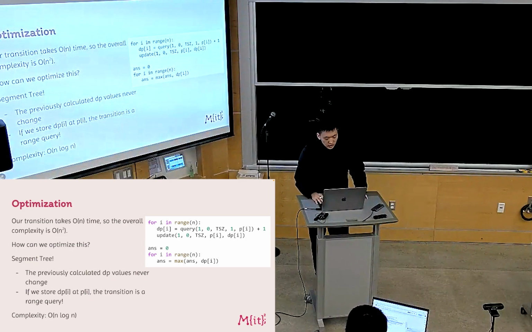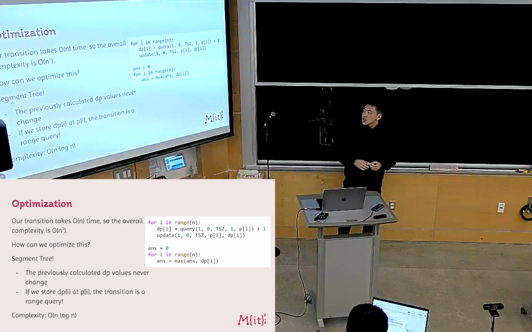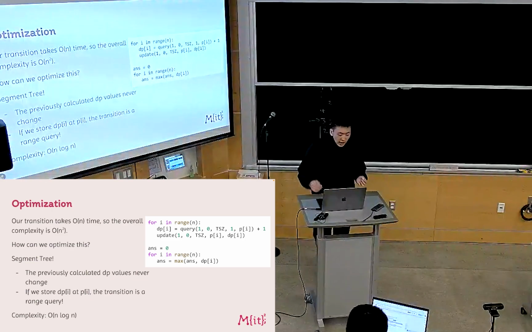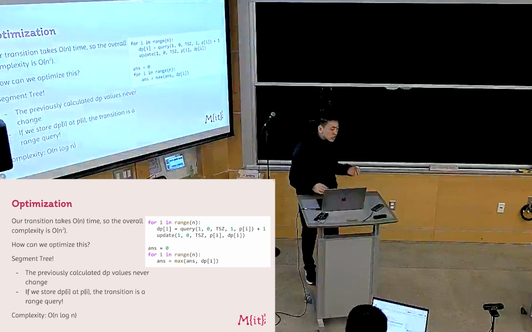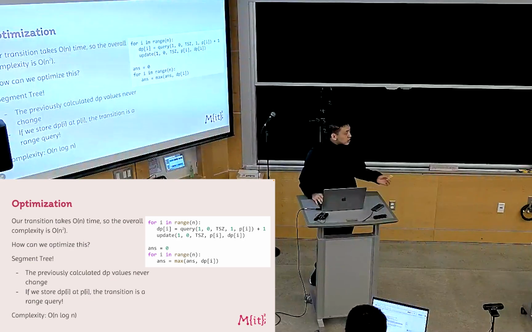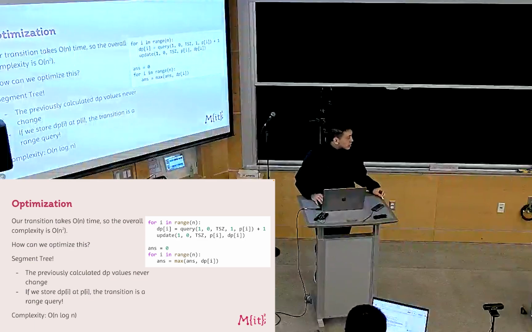So this is one way we can approach doing longest increasing subsequence. But there are actually other ways, and we don't actually need a segment tree to be able to do this. So I'll present an alternative method that achieves the same complexity of O of n log n, where we don't need to use range queries.